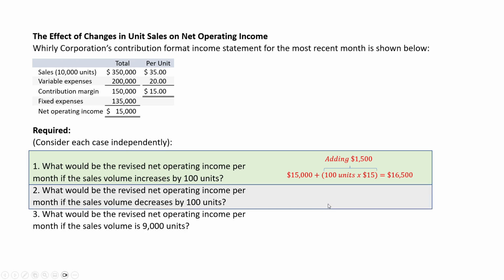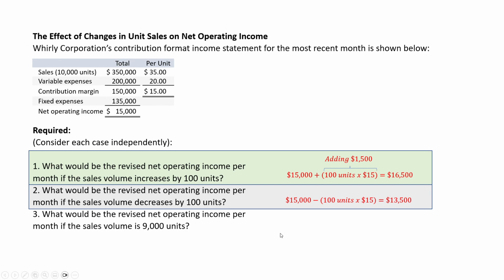Our second scenario here is a decrease by 100 units. Going to work the same way that we did with the increase, just we're going to subtract it instead of adding it. These are independent scenarios, so we're going to go back to $15,000 in net operating income to start with. Now we're going to subtract 100 units at $15 per unit, or subtracting $1,500, brings us down to $13,500.